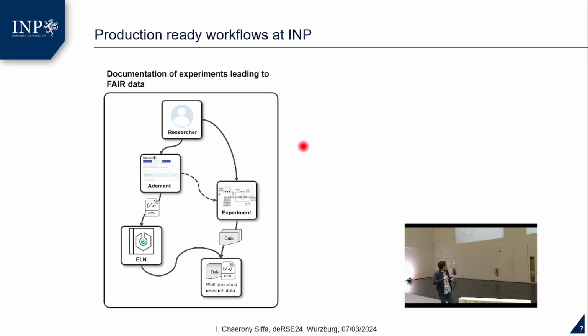First is to get this structured experiment metadata, like I explained already earlier, using Adamant, and then connect it to Ihda FTW, and then you get your experiment data from your experiments, instruments, and then you just bundle it together, and then you get a more well-described and machine-readable experiment documentation.